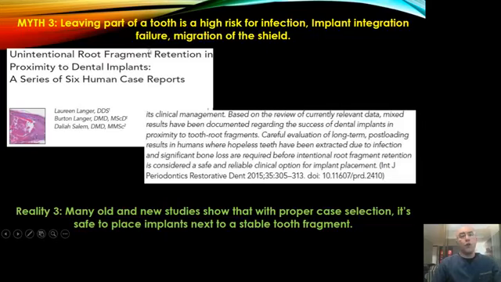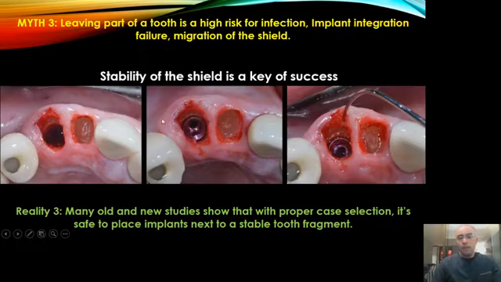And we all know that whenever we need to leave, even with extraction, if we have any mobile fragment of the tooth, it's a must to remove it. So this will be exactly the same in the socket shield. Stability of the shield is a key of success.